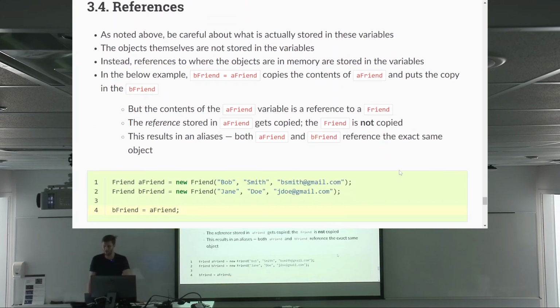All right, as noted above, be careful about what is actually stored in these variables. The objects themselves are not stored there. They're the references to the objects. So in the below code, bFriend = aFriend copies the contents of aFriend. This is always where students get hung up. They go, so objects work different than primitive types. Not really. The contents of aFriend get copied. And what's the contents of aFriend? It's the reference to the thing that aFriend references. So the contents get copied, right?